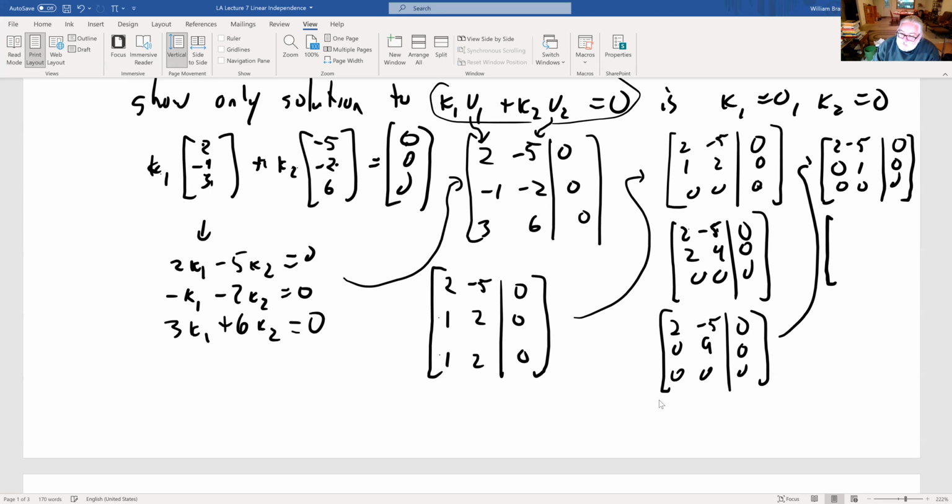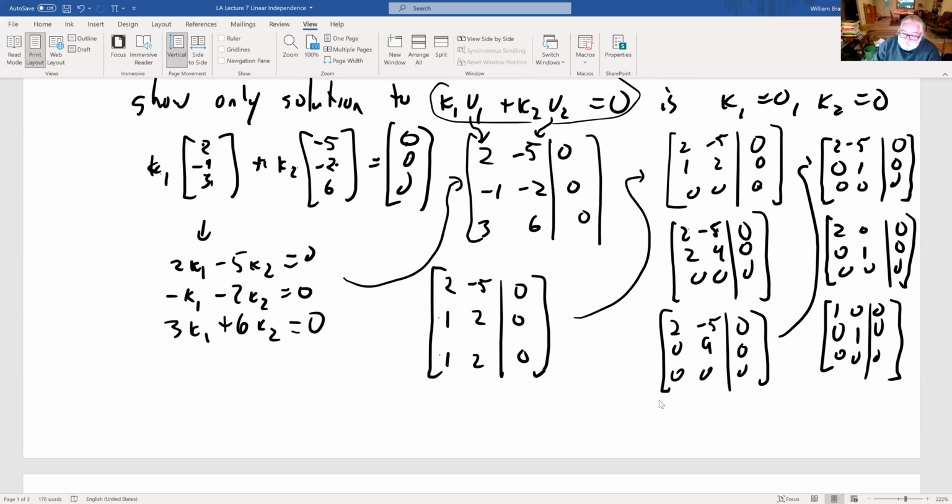And then add 5 times the middle row to the top row. That gives me 2, 0, 0, 0, 1, 0, 0, 0, 0. And then finally divide the top row by 2. And there is my reduced matrix.